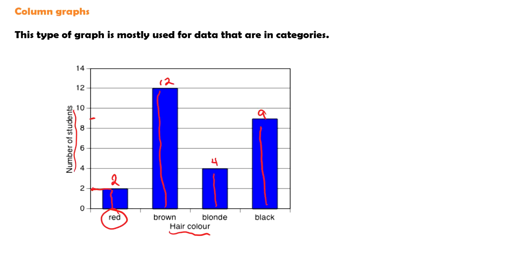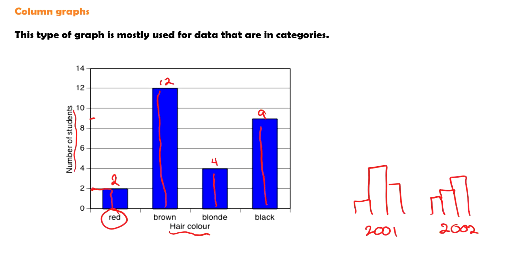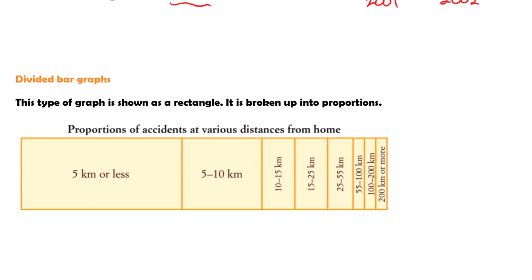Sometimes you can get clusters where they have multiple column graphs based on year, for example, and it'll have something like this. That could be 2001, for example. Then over here we'll have 2002, and it's showing you the change in these graphs over time and whatever these 3 different categories are. So that's called a clustered column graph.